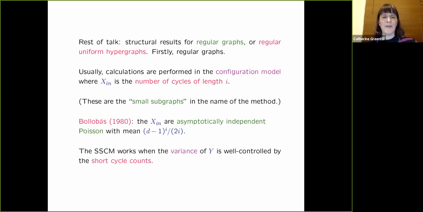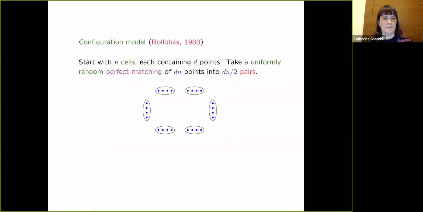1 out of 4. And this method works well if the variance is quite well controlled by the short cycles. So these graphs are very sparse. Locally, they look like trees and all your choices are very uniform, except where you encounter a short cycle. So it sort of makes sense.